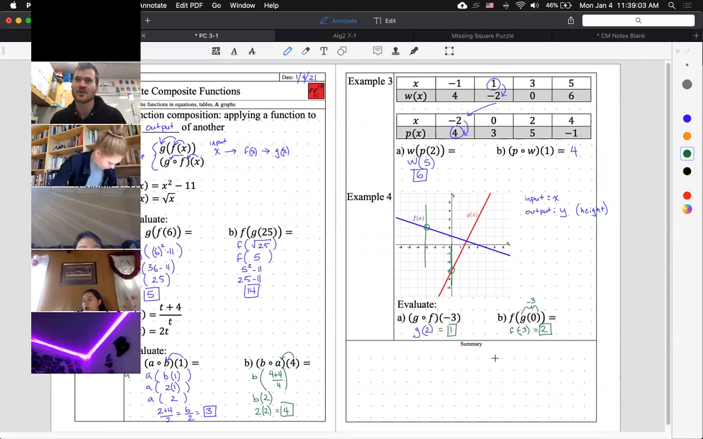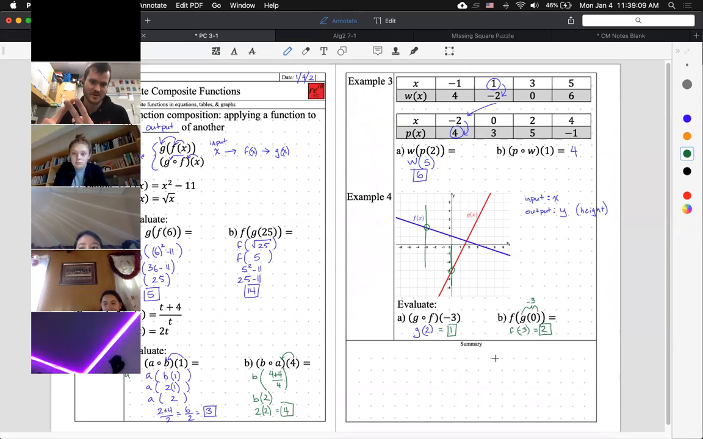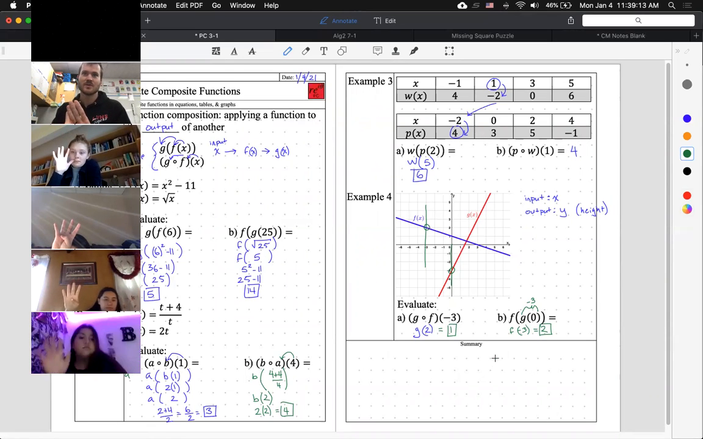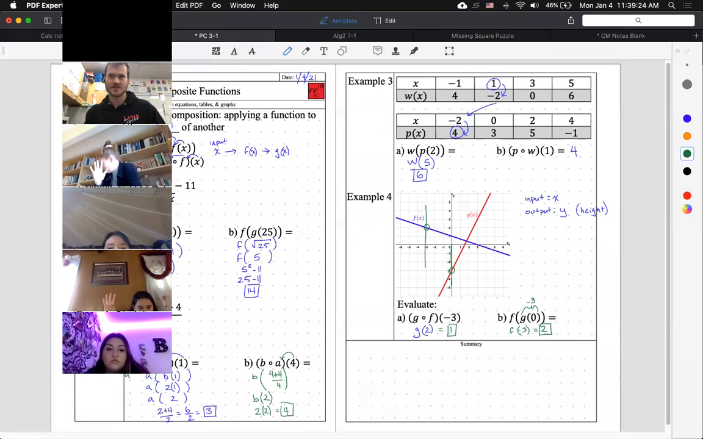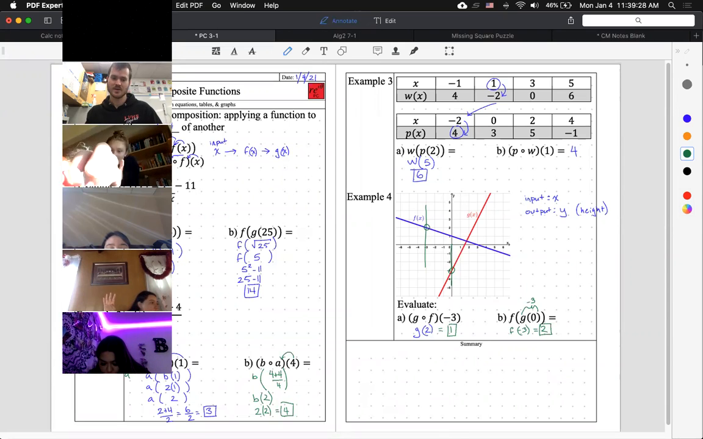Give me a fist of 5 on our entire objective. How well can you evaluate composite functions in equations, tables, and graphs? Fist of 5, everyone. 4, 5, 4, 5, 3. Open up the chat in case that's happening. Still waiting on Oscar and Chewy. Chewy's at a 3. Oscar's at a 3. Okay, cool.